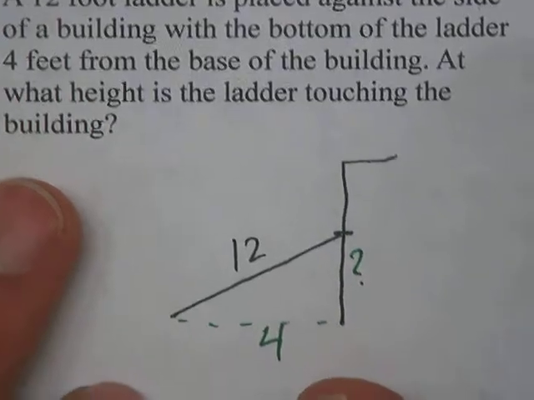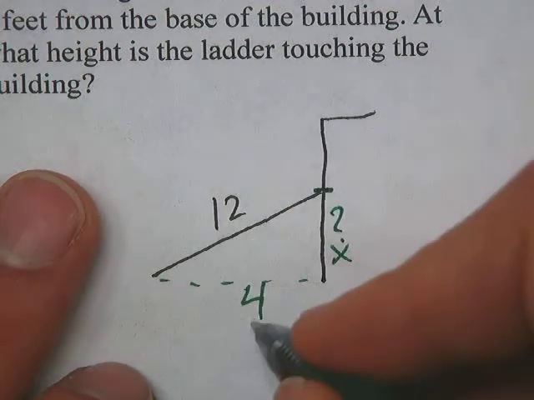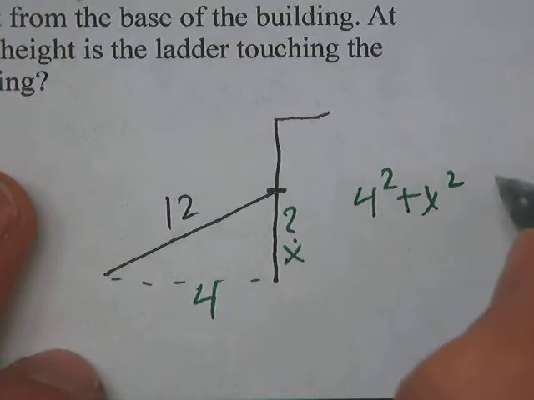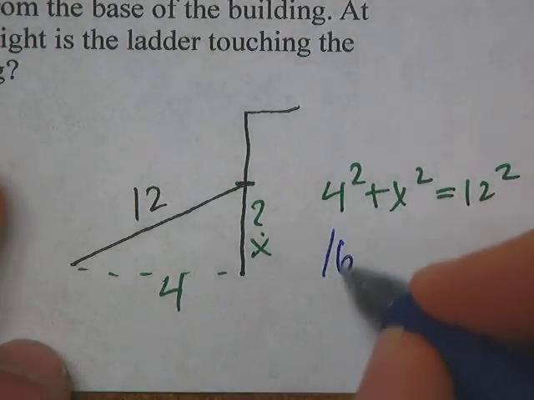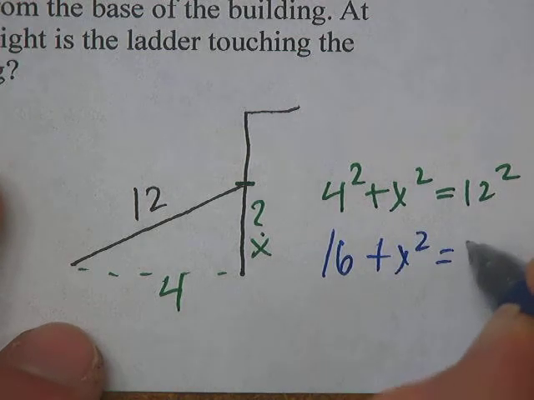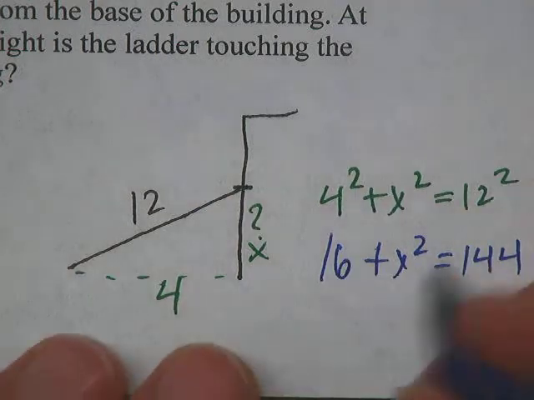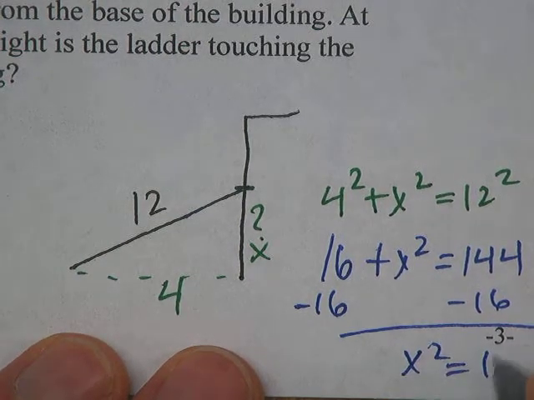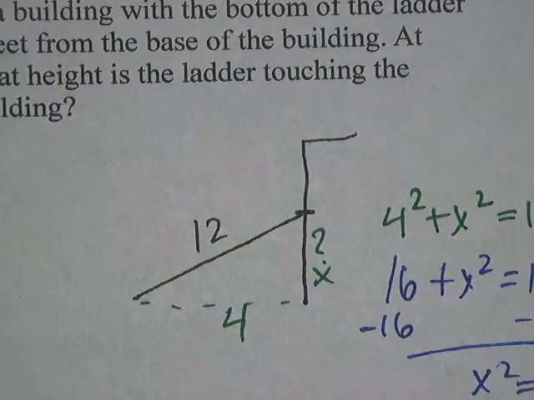Almost there, last one. Okay. So we have a building, and we have a 12-foot ladder. So this is 12 feet. The ladder itself is 12 feet. And again, I haven't really drawn my picture very well, but this is 4 feet because it's 4 feet from the base of the building. So it wants to know, what is this height here?